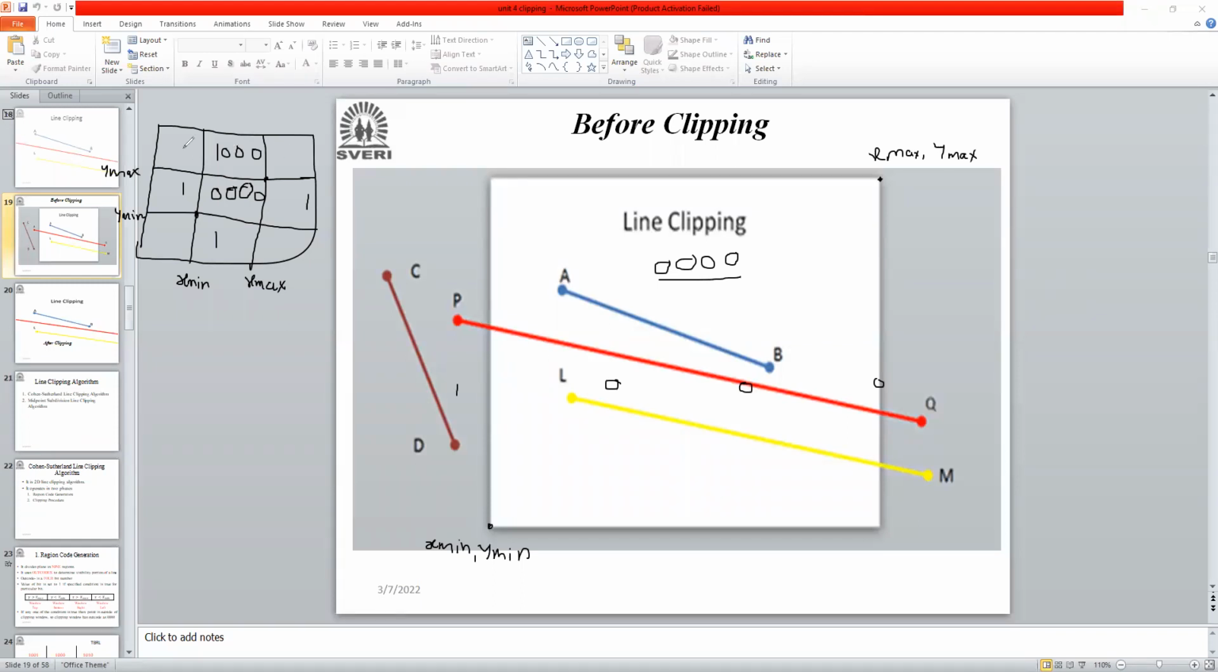So those 8 regions, we will assign some codes to them, because to the window we have assigned 0000 as a 4-bit binary out code. So for all these regions also I will specify codes, so that I can use those codes to check whether the line is totally visible, partially visible, or totally invisible. Okay, now all of you are getting?